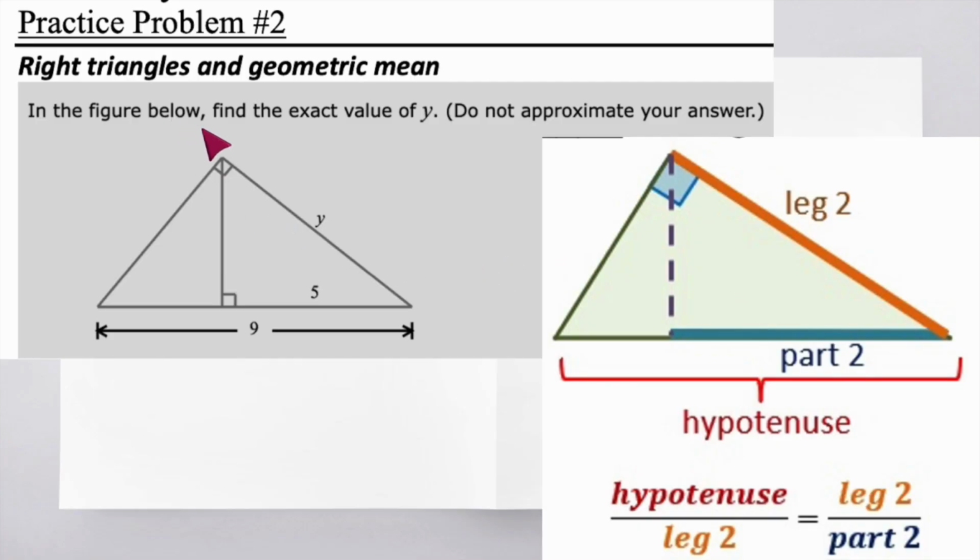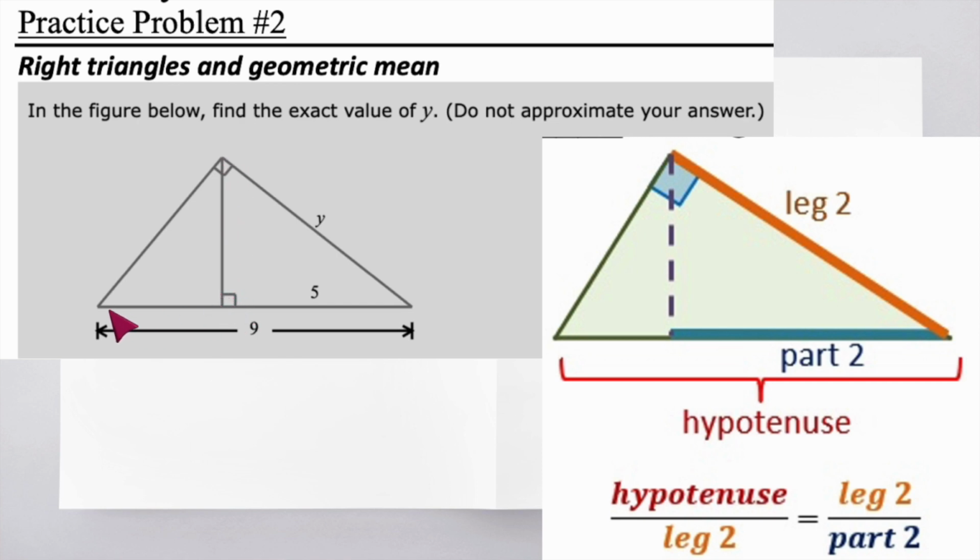With this one and the figure below, find the exact value of y. On this one, you can see I have y, I have this 5, and I have 9, and I have an altitude coming down. I know it's an altitude because it's coming straight from the vertex, and it's 90 degrees.